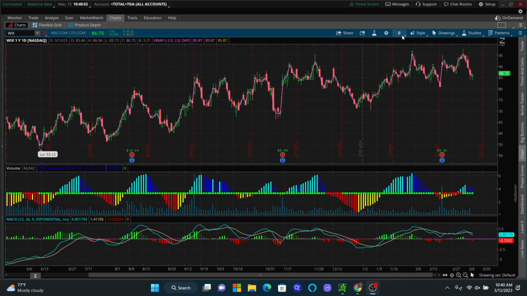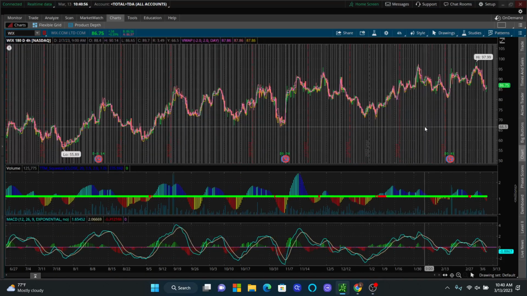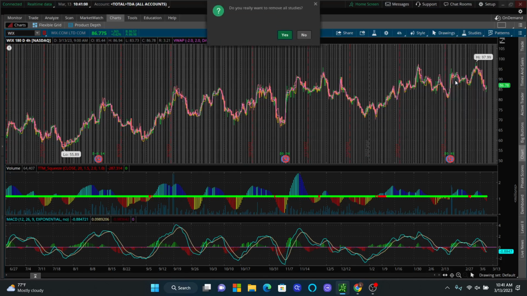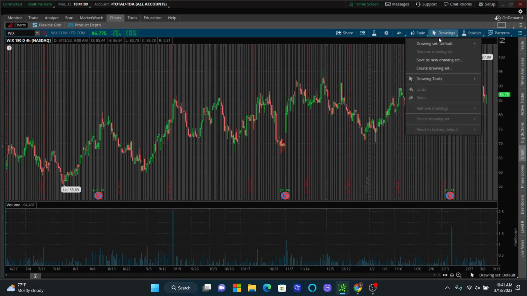First thing we can do is let's make this time frame a little bit smaller for us because we're more worried about the past 6 months. So what I'm going to do is I'm actually going to remove all my studies. That way we just have a plain chart. We're just looking at the chart here at this point. And I'm going to go to, let's see, drawing tools. And I'm going to go to this little symbol right here, which represents channel.